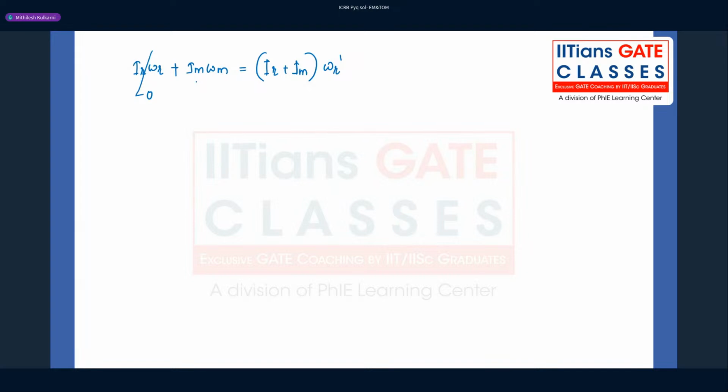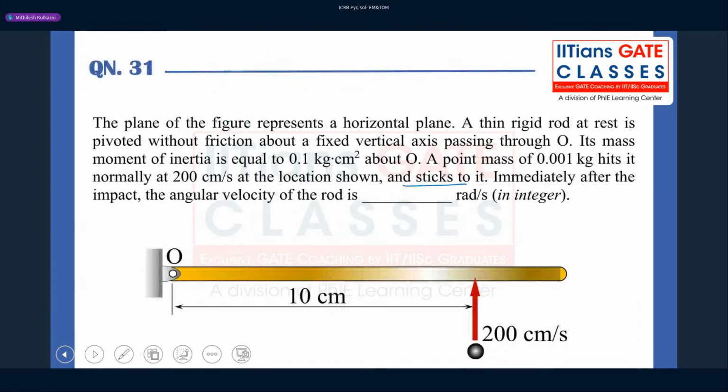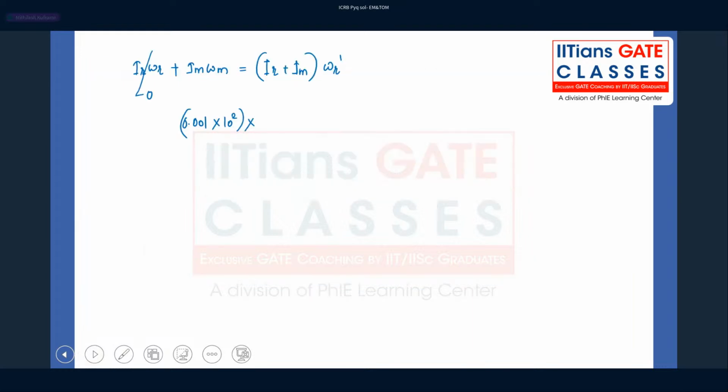I_M is known to us, that is m r square. Mass of the ball is 0.001, and it is hitting at the radius 10, so it's 10 squared. Okay, and omega_m is with a velocity of 200. V is equal to r omega, so omega is equal to v by r, so 200 by 10. It will create an omega of 200 by 10.